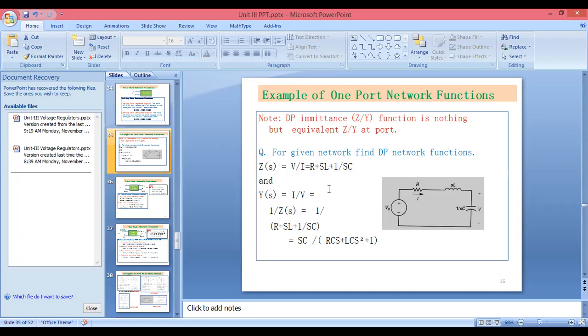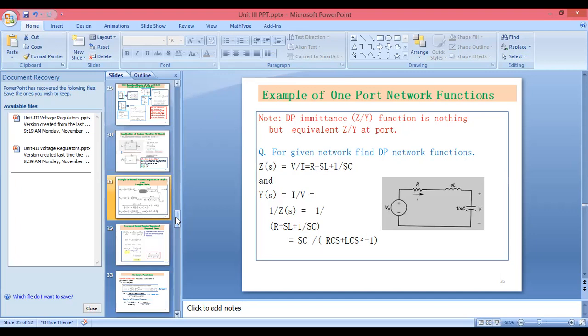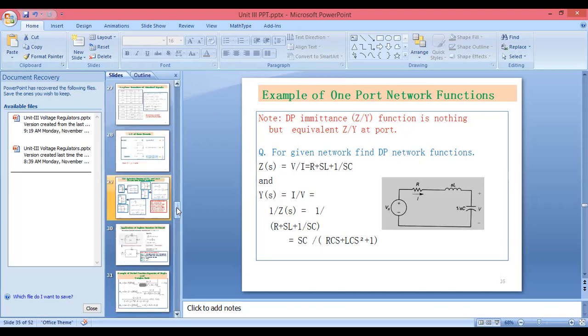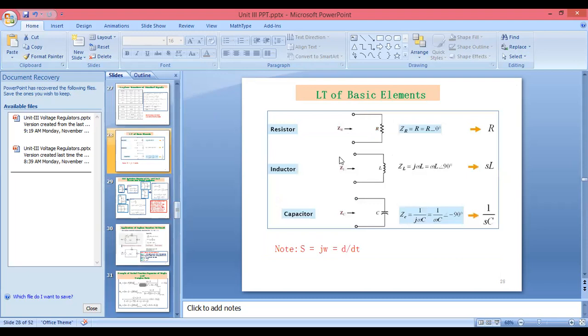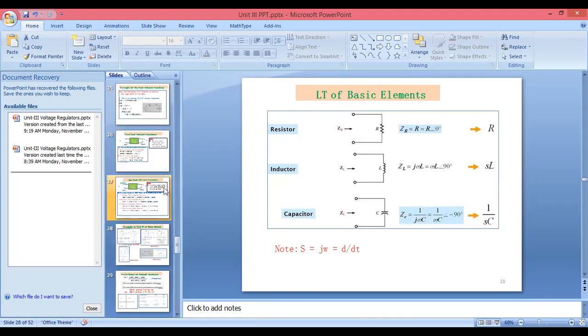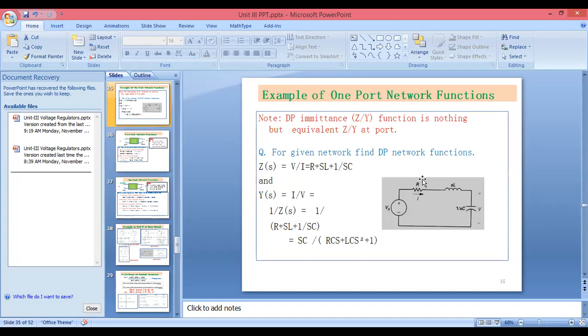V by I. So if there is a resistor, we can take directly R. If there is an inductor, we can calculate SL. We have already seen these things. You can see here, when we are taking the Laplace transform of the resistor, inductor, and capacitor, if there is a resistor, we are taking directly R. If there is an inductor, we are taking SL. And if there is a capacitor, we are taking 1 by SC. So in that way, we can calculate for this RLC circuit.